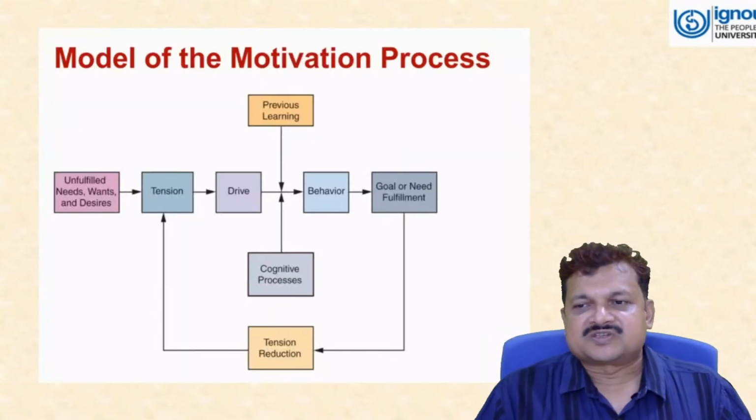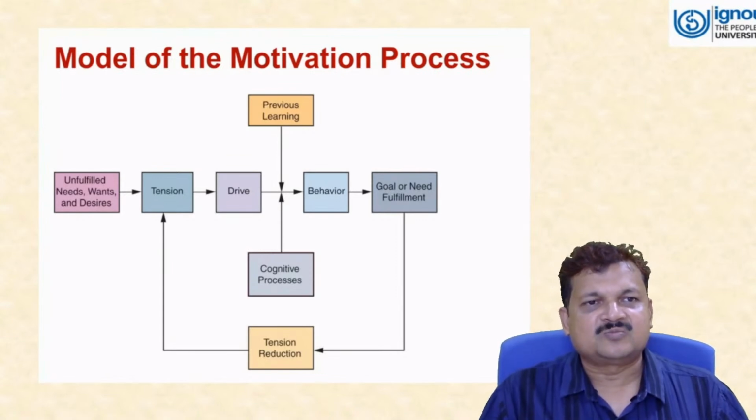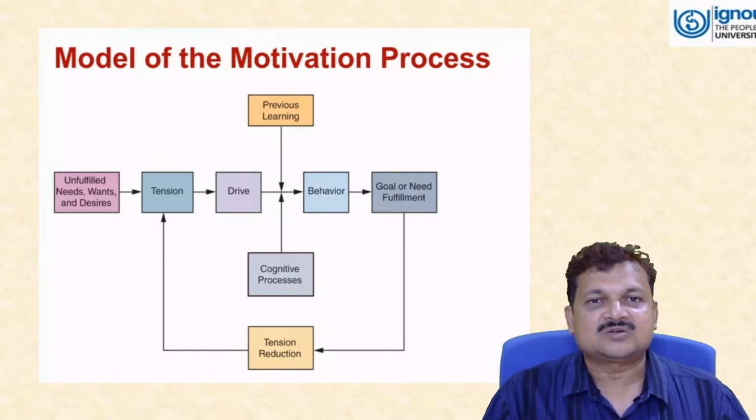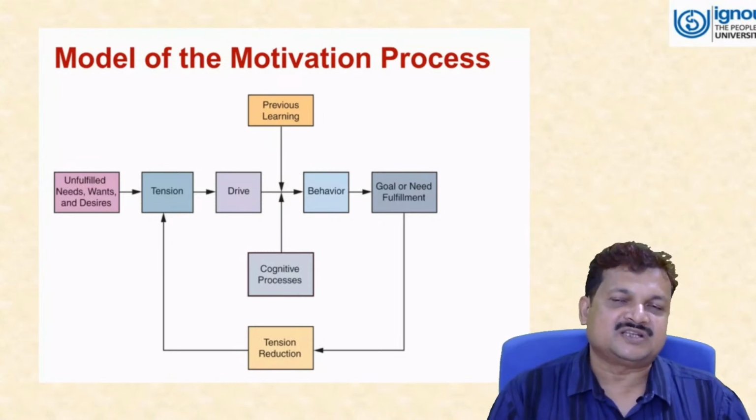Now, the model of the motivation process. This particular model starts with unfulfilled needs, wants and desires. There are two categories we can say, one fulfilled and one unfulfilled. When needs are unfulfilled, the needs and wants will be prioritized.